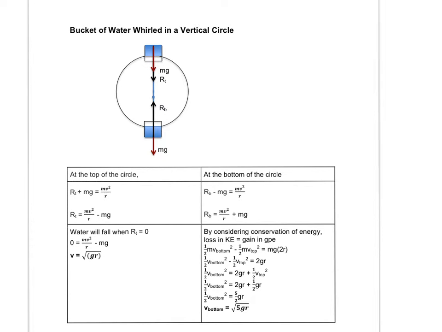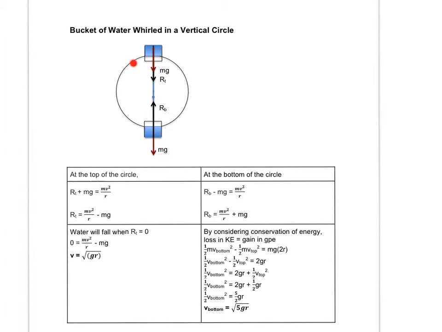Now another type of vertical circle is a bucket of water which is whirled in a vertical circle. If you have ever seen a demonstration of this experiment before, you will see that if you turn the bucket fast enough, then the water will remain in the bucket and will not spill. So the question is, what are the forces acting on the water such that the water won't fall?